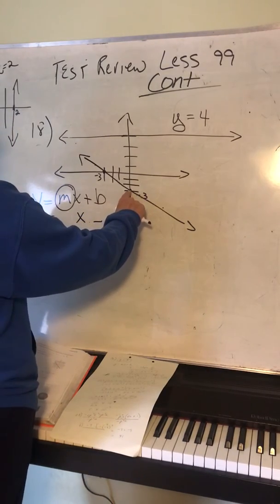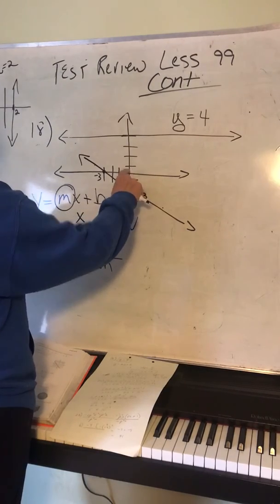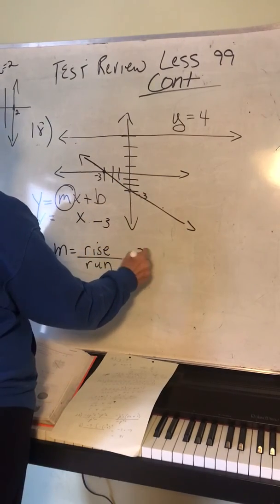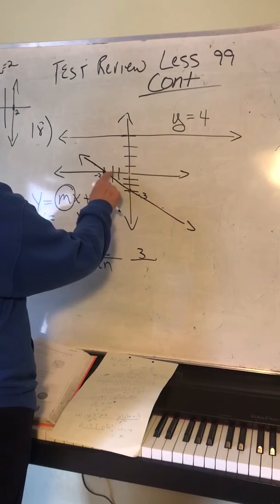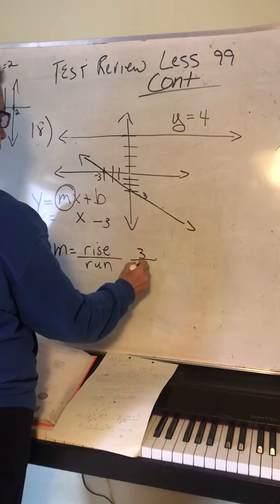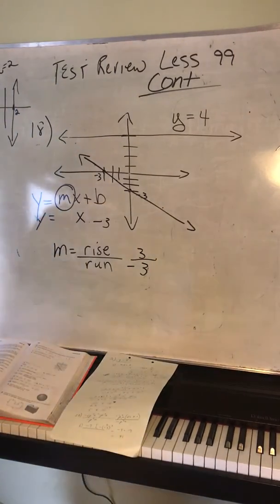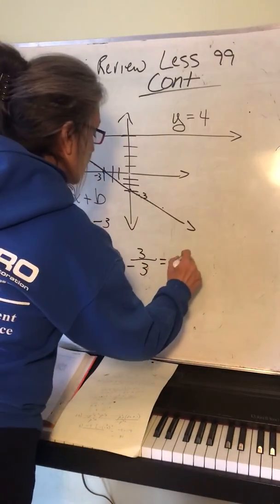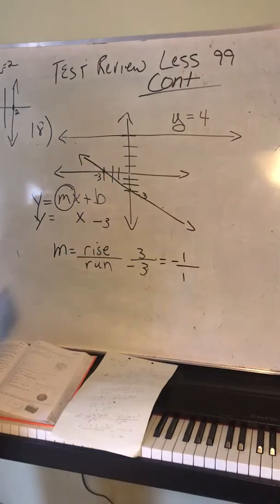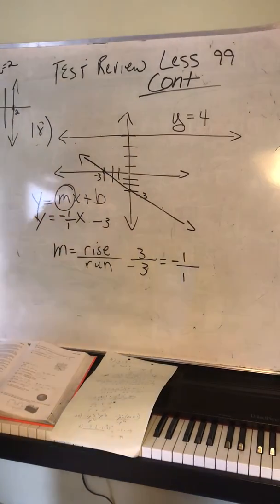So our slope is going to be 1, 2, 3. That's a rise of a +3. And then we're going to go over 1, 2, 3, a -3. What is 3 over -3? That is the same as a -1. You can say -1 over 1 if you want. If you put -3 over 3 here as the answer, that would be fine.